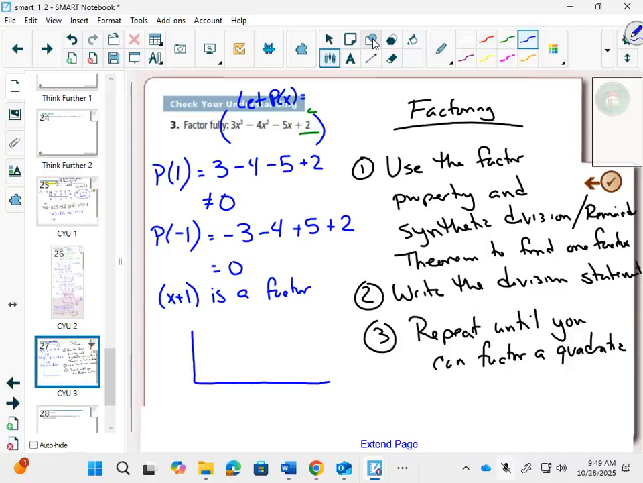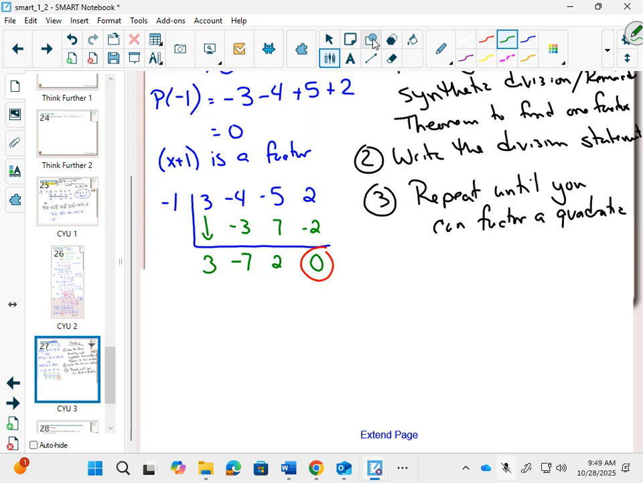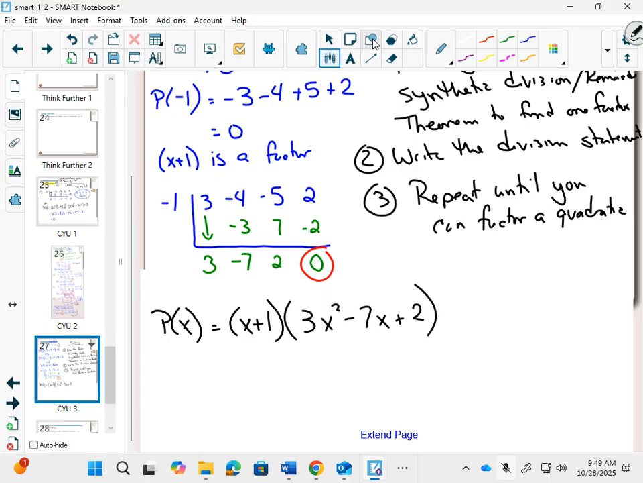So if I'm dividing by x plus 1, there'd be a minus 1 out front. My numbers are already in the right order, and there's none missing. Bring down my 3, multiply, add, multiply, add, multiply, add. Sure enough, this is what I was looking for, a remainder of 0. And now I can write my division statement. My divisor was x plus 1. And I get 3x squared minus 7x plus 2 with no remainder.